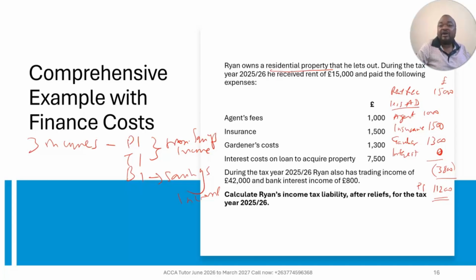Now we have the three figures. A lot of people make a mistake and put this figure as the income. No, that's not the income. That was the rent received. The actual income that is going to be taxed, the taxable income from property business, is this. This is the amount that is going to be considered as income for tax purposes. All right. So we now have the three figures: the trading income of 42,000, the bank interest income of 800, and the property income.